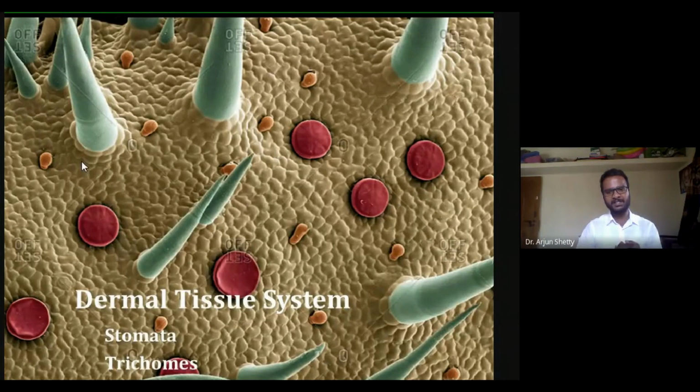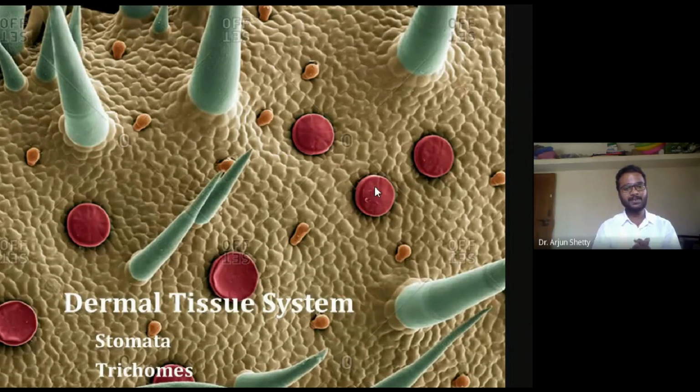In today's class we'll study the dermal tissue system. The name itself indicates the dermal, nothing but epidermis, the outermost layer. Usually the dermal tissue system in plants broadly comprises three types of tissue system. One is epidermis, followed by the epidermis comprising stomata, and one more specialized epidermis.